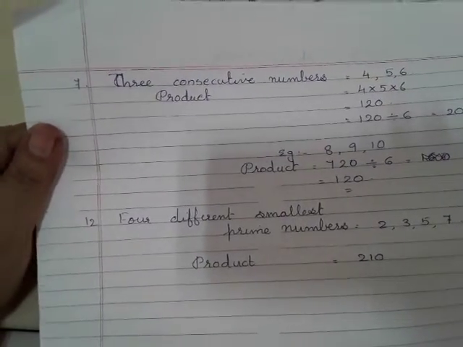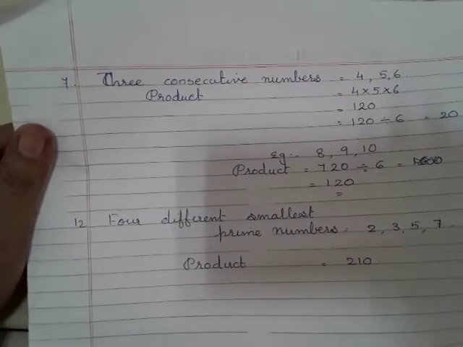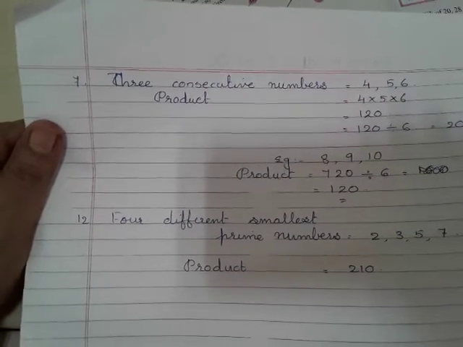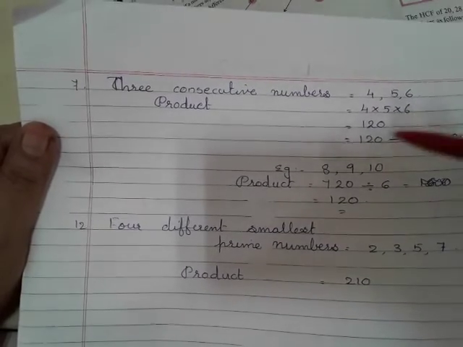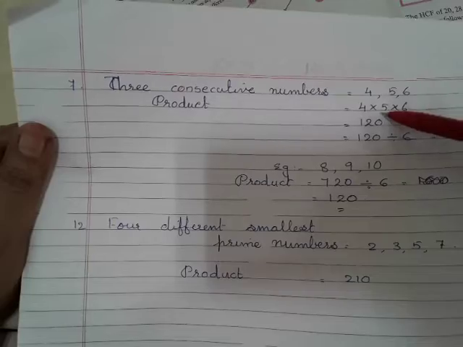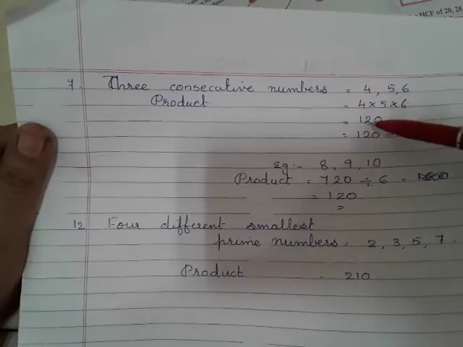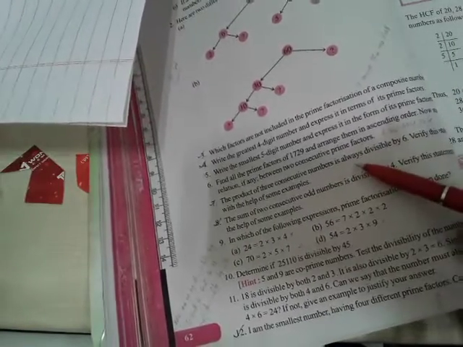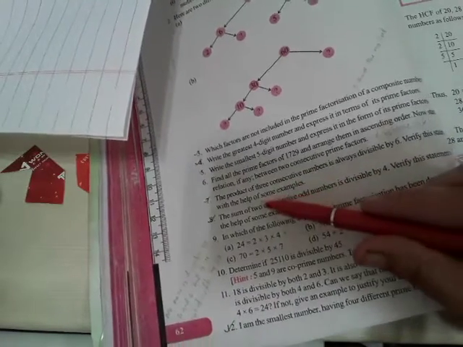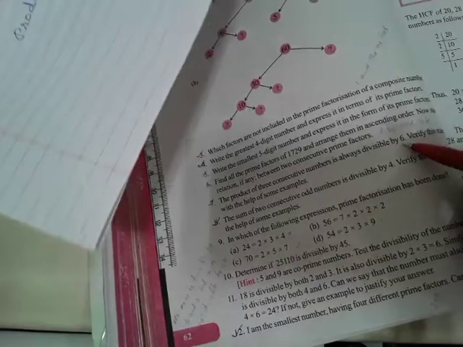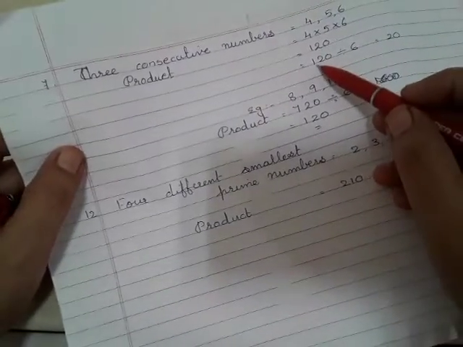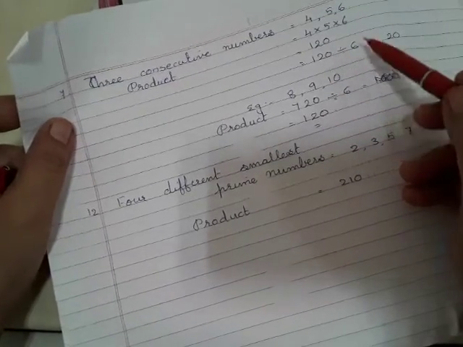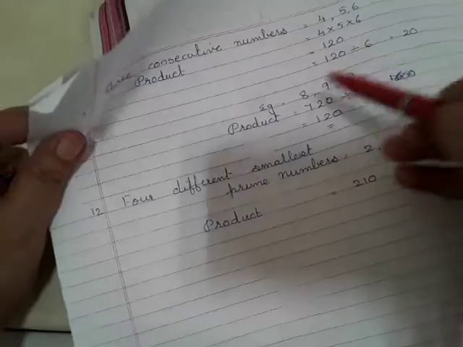Here I have taken 3 consecutive numbers as 4, 5, 6. Now you have to find the product of that. 4 multiplied by 5 multiplied by 6. 4 multiplied by 5 is equal to 20. 20 multiplied by 6 is equal to 120. Now our statement says the product of 3 consecutive numbers is always divisible by 6. We got the product as 120. 120 is divisible by 6. The answer is 20.